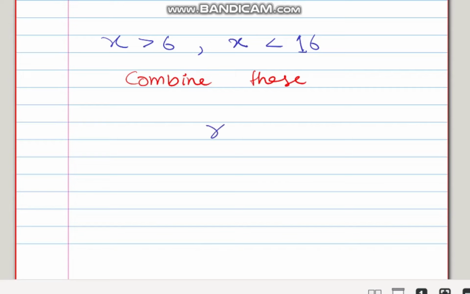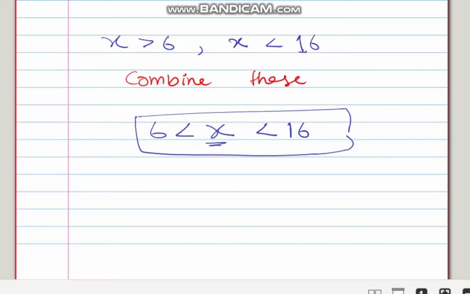We can just write x less than 16, and the same x greater than 6. Yes, this is a very good solution, and we have solved the question. This is the answer. Or we can also write x greater than 6, and similarly x less than 16. Yes, just write this sign.